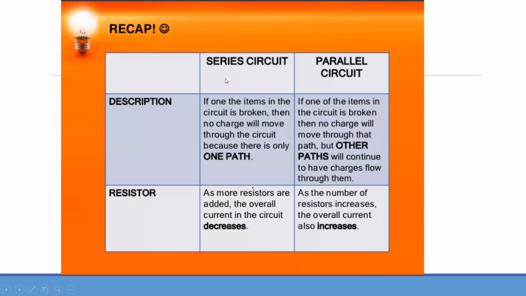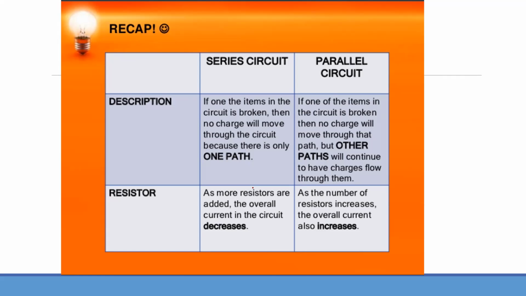In series, if one item in the circuit is broken, no charge will move through the circuit because there's only one path. But in parallel, if one of the items in the circuit is broken, then no charge will move through that path, but the other paths will continue to have charge flow through them. As we say, in series, if one item is not working, all the others will not work. In parallel, if one item is not working, sorry, it doesn't affect the other items.